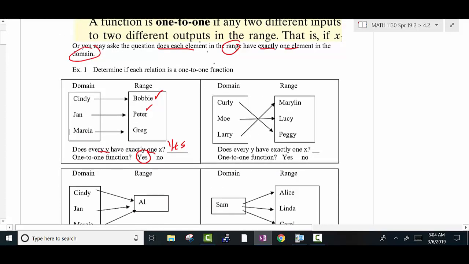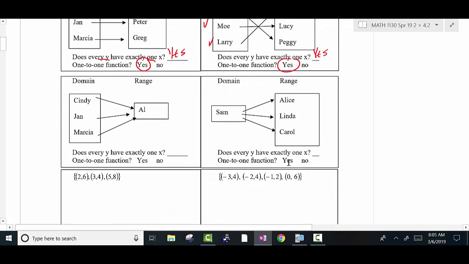Okay, let's look at this next one. And this is kind of the same way. You look at an element in the range, and that goes to one place. Lucy goes to one place, and then Peggy goes to one place. That's the three stooges in the domain there. So that would be yes, and that would be a one-to-one function. But that's what you're always doing, asking that basic question. All right, how about the next one?